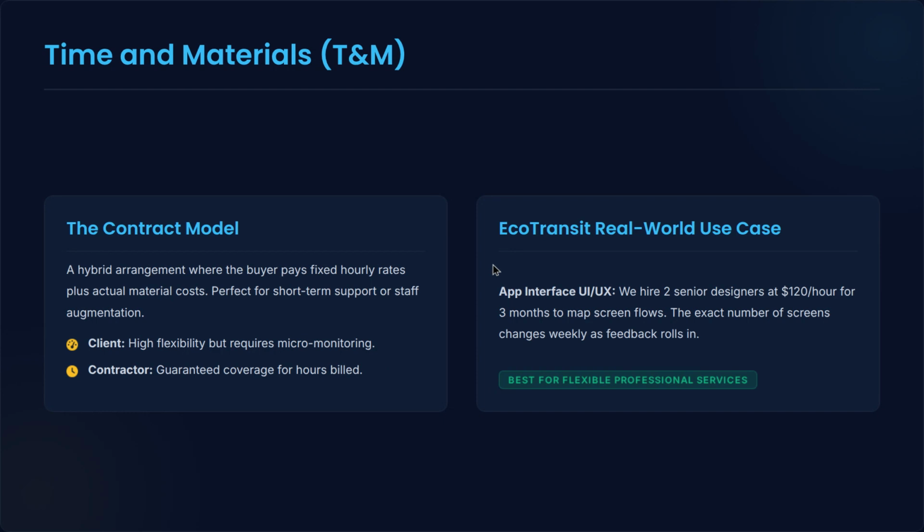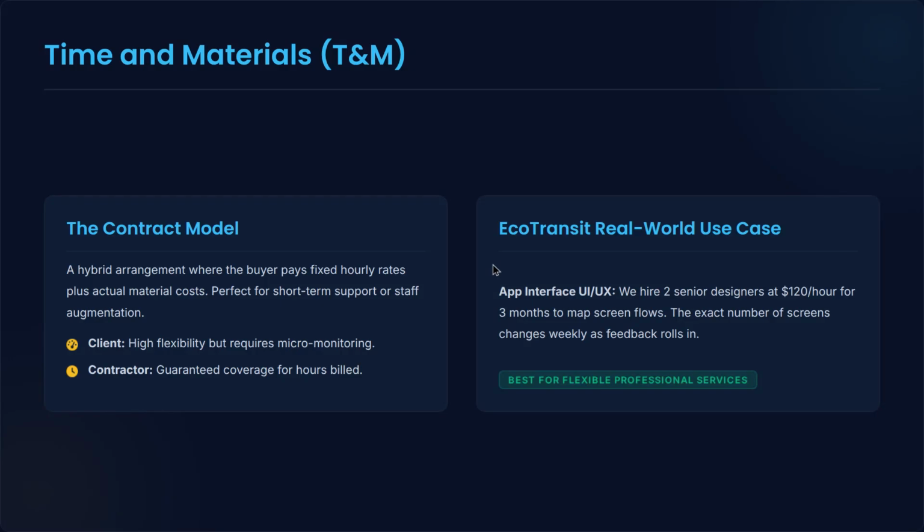Now let's look at the third model, time and materials, or T&M. This is a hybrid model containing elements of both fixed price and cost reimbursable contracts. You pay a fixed unit rate, usually an hourly or daily labor rate, plus the actual cost of materials. The client perspective: extreme agility. You can scale resources up or down dynamically, but you must monitor timesheets closely to ensure you are getting value for every hour billed.